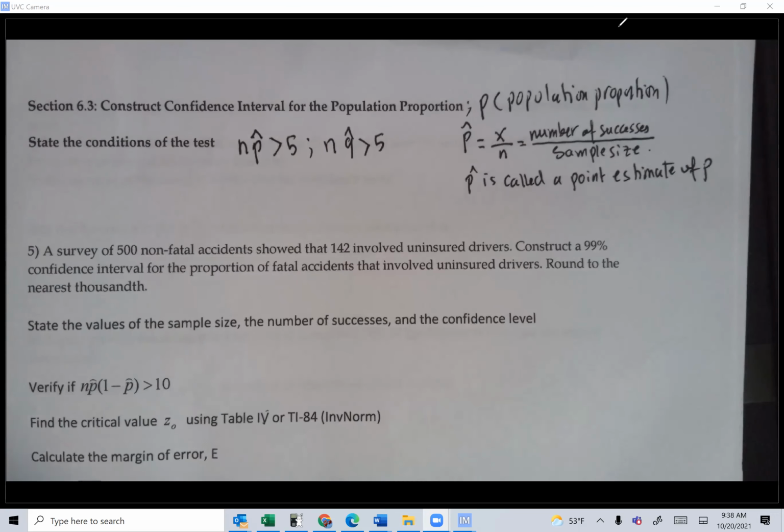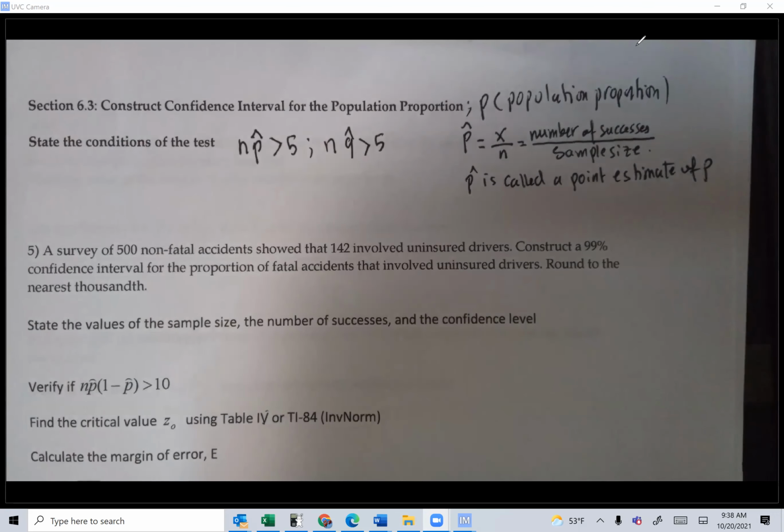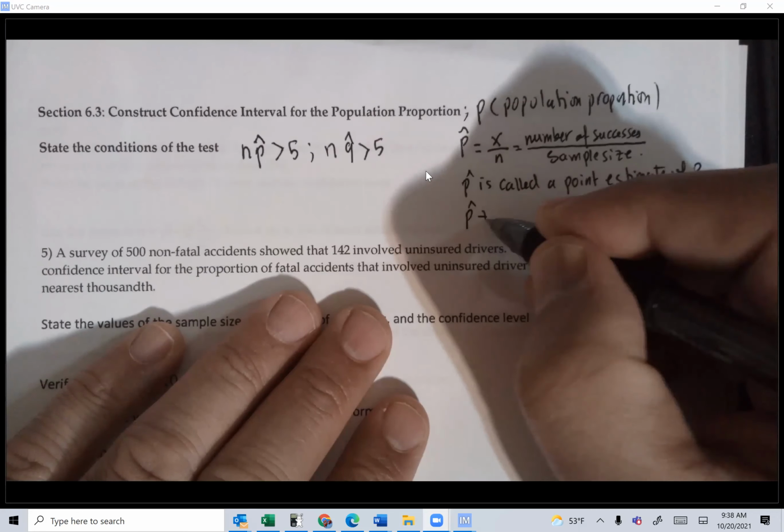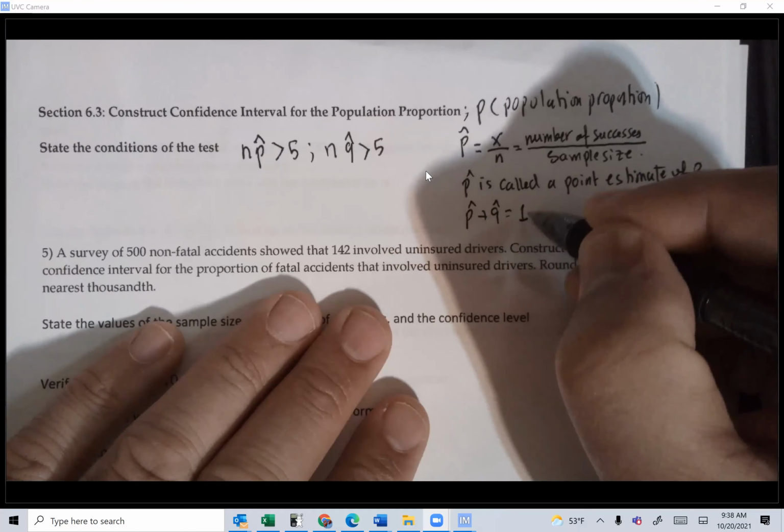So if P hat is 30%, can a student tell me what Q hat would be? Any answers? Let's see in the chat. Yeah, 70%, exactly. Because they should add up to 100%. So remember, guys, P hat plus Q hat is 1. It's always 1.